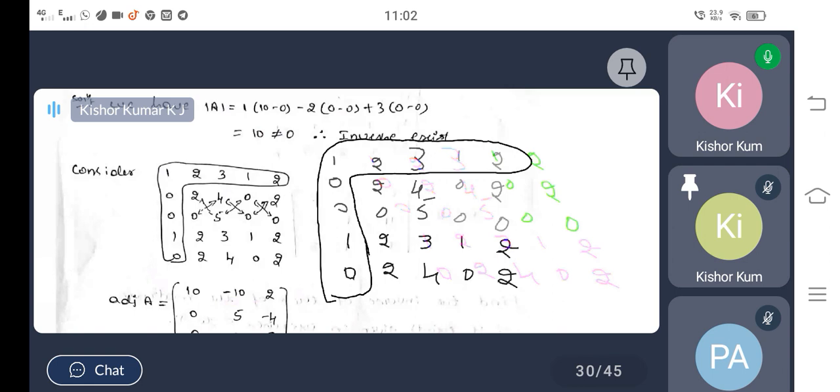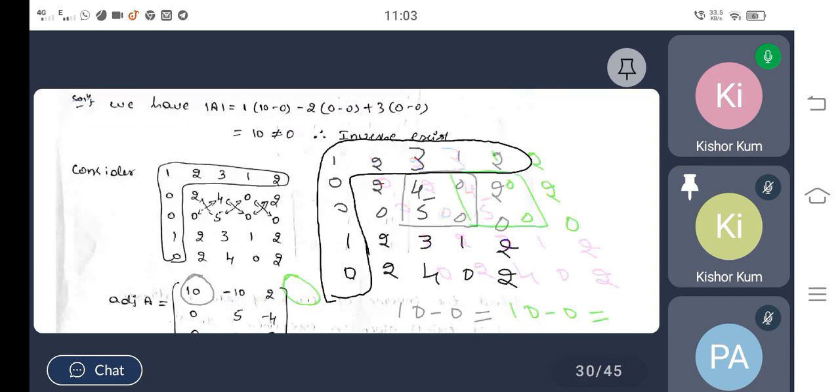So here the first 4 elements I will consider. These are the elements I should consider. Evaluate this. 2 into minus 0, it is 10. Mention it in a column. And then here is 4, 0, 5, 0. Again it will be 0 minus 0, you are going to get a 0.